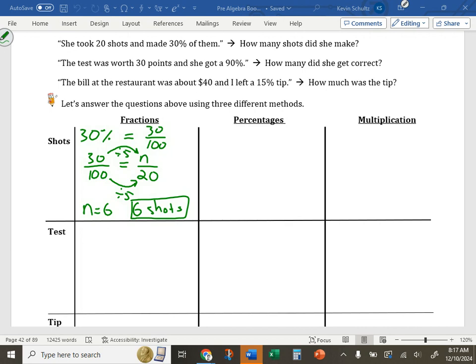Following this process, give the next one a try for the fractions. This test one here. The test was worth 30 points. She got a 90%. How many did she get correct? So first step, convert 90% to a fraction. Then set up a proportion. Follow the same steps that we did here. See if you can find 90% of 30.